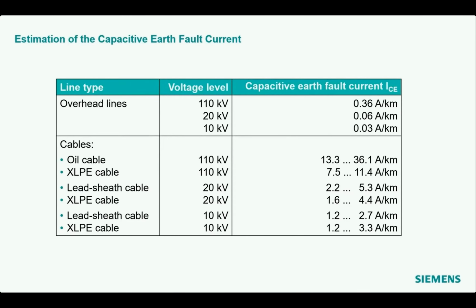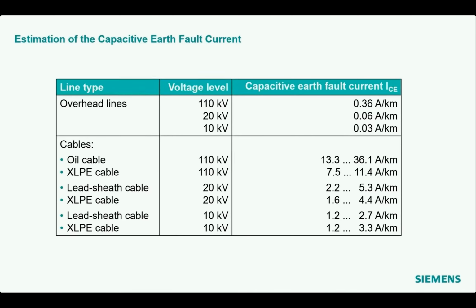On the upper part of the table you see, for overhead lines, what currents we get per kilometer. Let's take an example, a 20 kV network. You get 60 milliamps per kilometer. That means if you have a system with 100 kilometers, you would have a capacitive earth fault current of 6 amps. That means you would be under this self-extinguishing limit.